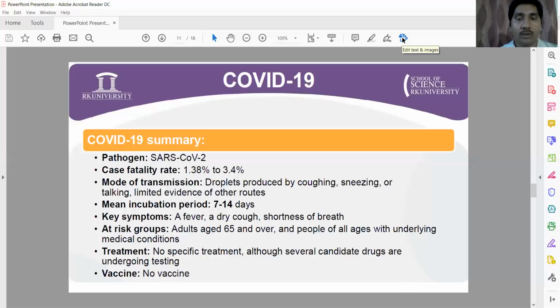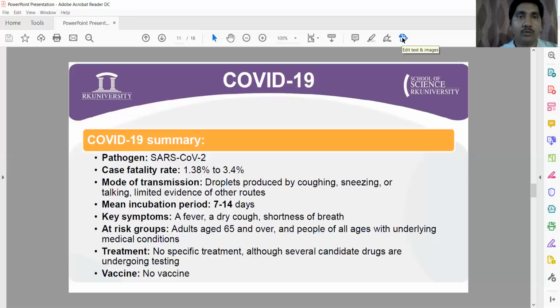Treatment as of now, there is no treatment, although a few drugs like hydroxychloroquine, which is used for the treatment of malaria, have been recommended. And recently the antiviral drug which was developed for Ebola has been recommended by a few countries to use as a treatment.